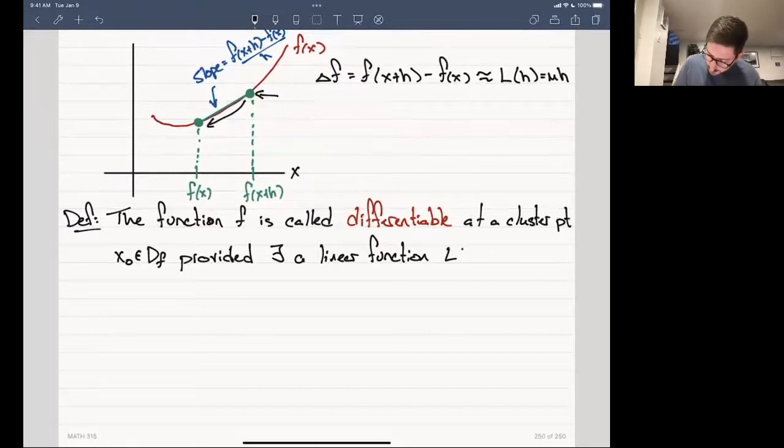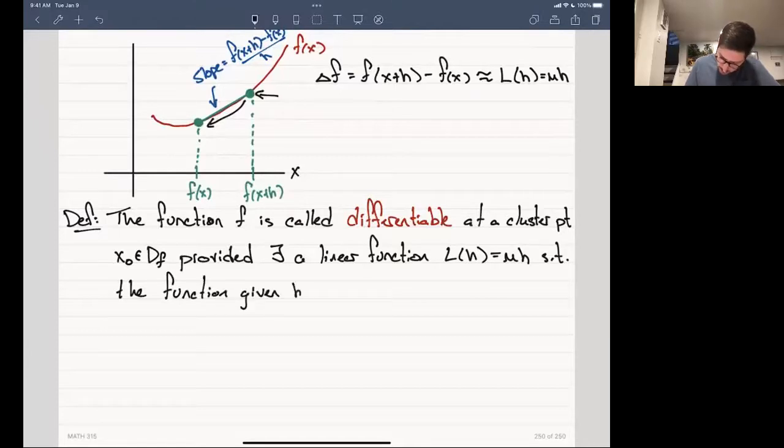In our case, it's going to be this L of h is equal to mh. So there's no y-intercept, such that, sorry, I was saying b, this should be mh, pardon me, just like I have it above, such that the function given by epsilon of h is equal to this delta f that I have described above minus L of h divided by h goes to 0 as h goes to 0.